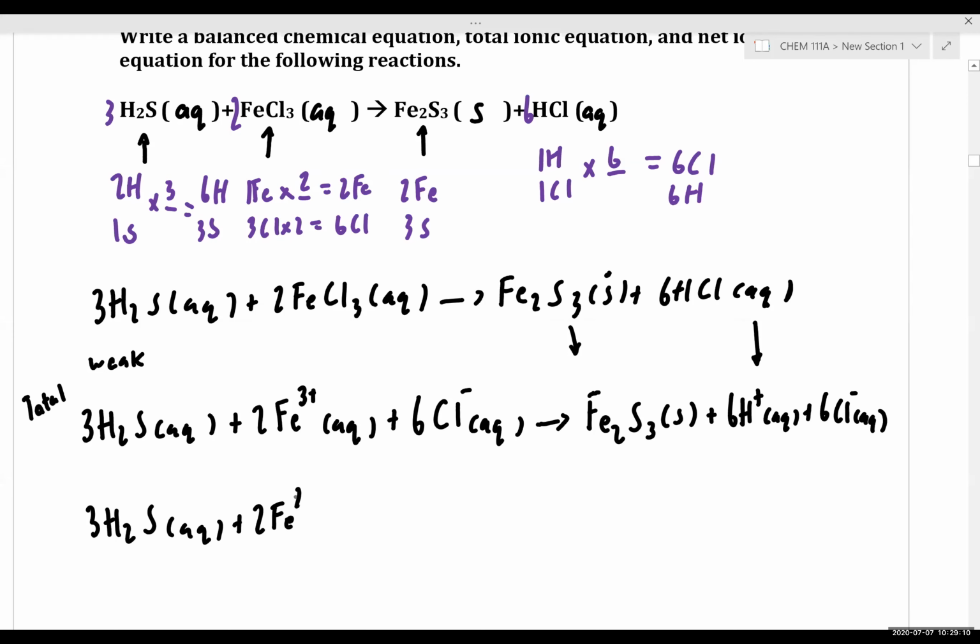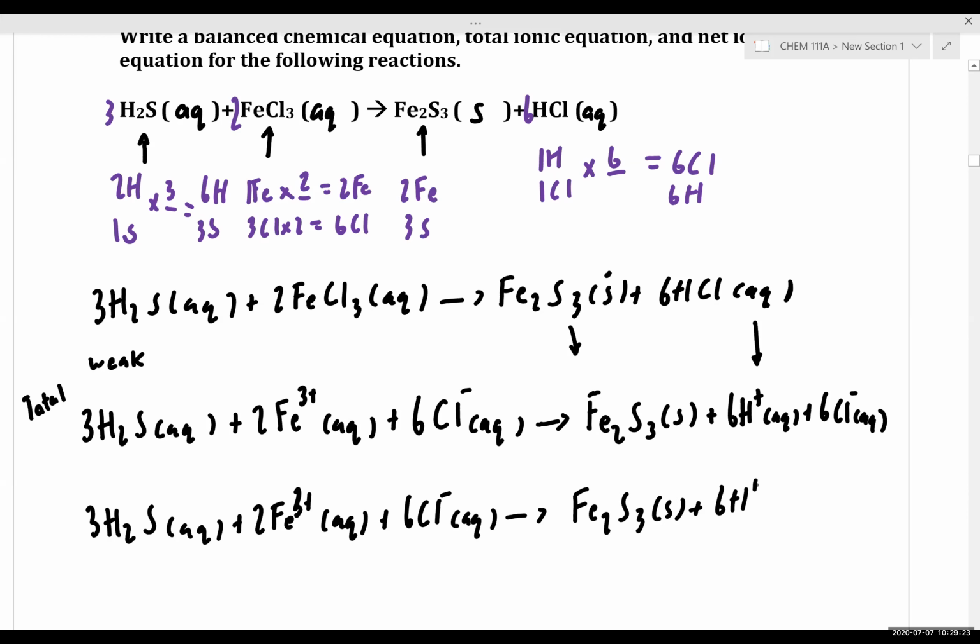And the reason why I'm rewriting it is because we're going to cancel off our spectators. I just want to make it so once I do that, it's very easy for me to just write out my net ionic equation and not have to worry about it.